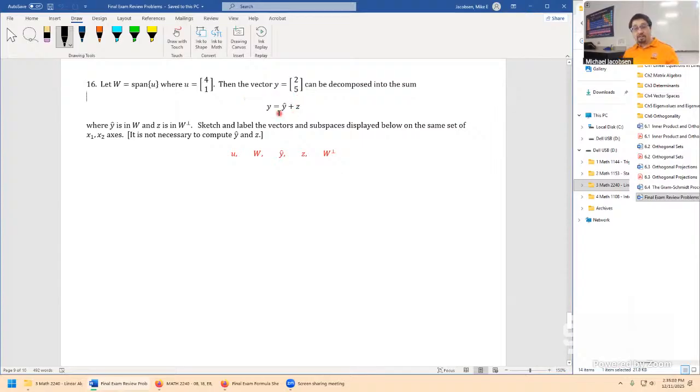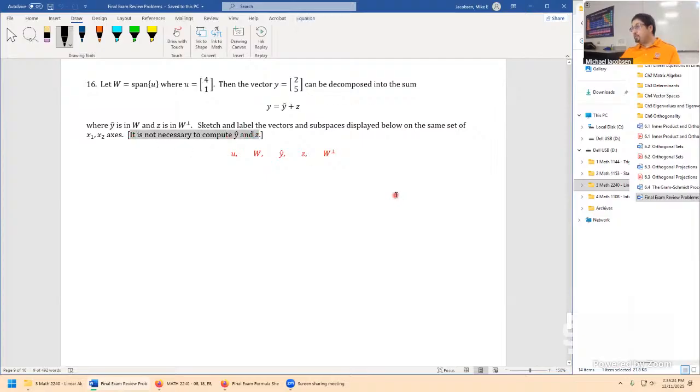And we know from the orthogonal decomposition theorem, we can represent Y in this way. The projection onto W and the component of Y orthogonal to W. So we want to sketch all of these objects, every one of these components, the vector U, the subspace W, the projection, the component that's orthogonal, and the orthogonal complement of W. Here's how it all comes together. I wrote the same statement here.